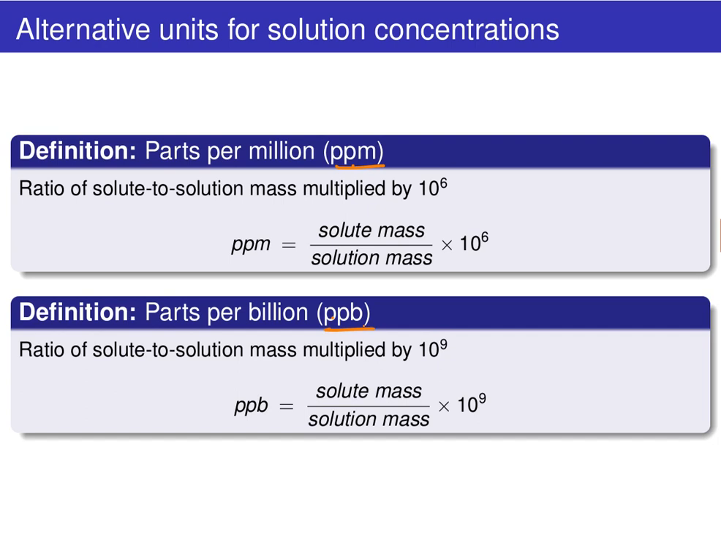Parts per million and parts per billion are both ratios of masses. We're looking at solute mass over solution mass, just as we saw in the previous slide.